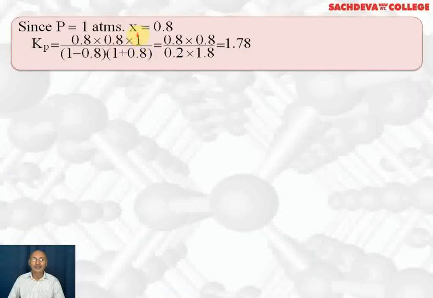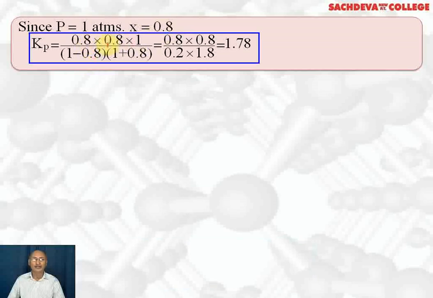The degree of dissociation alpha, or X, was given to be 0.8. We substitute the value: 0.8 into 0.8 into 1, divided by 1 minus 0.8 into 1 plus 0.8. It is 0.8 into 0.8 divided by 0.2 into 1.8, which comes out to be 1.78, which is the correct answer.